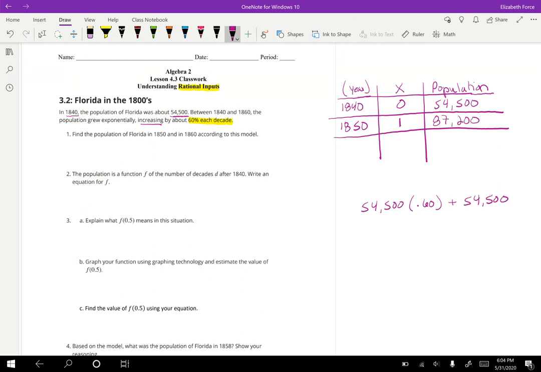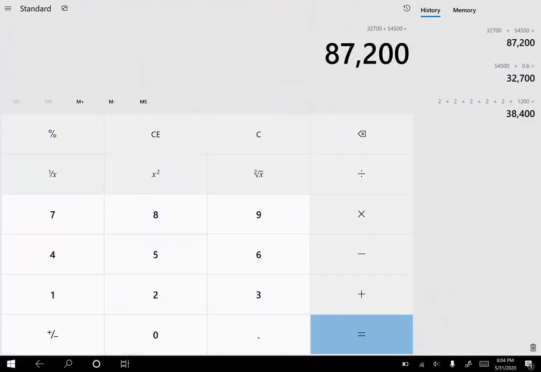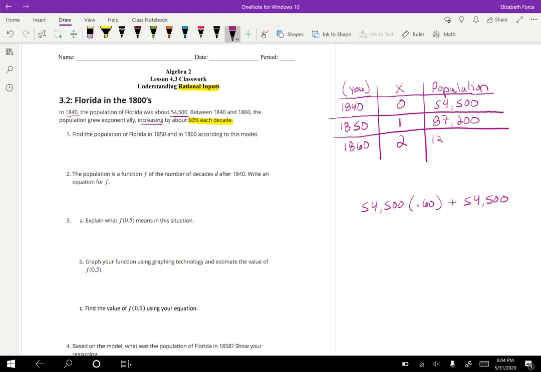87,200. Let's do it again. So another decade later, so in 1860, we increased by another 60%. So we're going to multiply this by 0.6. Then we got to add it to that previous amount, and that previous amount was 87,200. So we're going to add that to 87,200. So now we're looking at a population of 139,520.